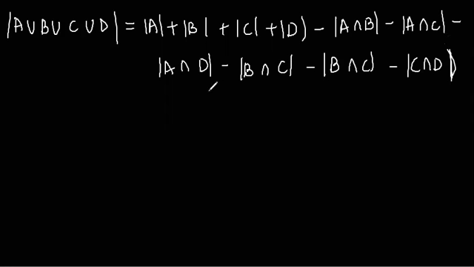For this we have taken the positive sign for single sets, then for 2 sets intersection we are taking a negative sign.